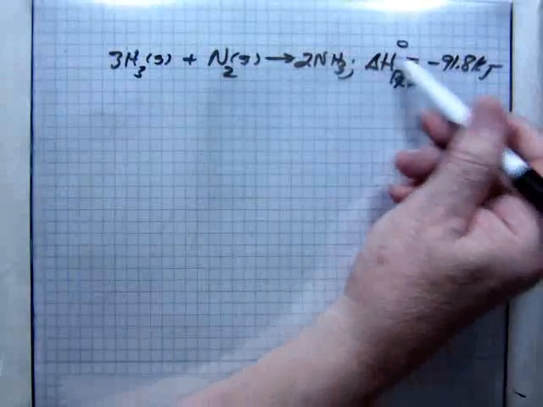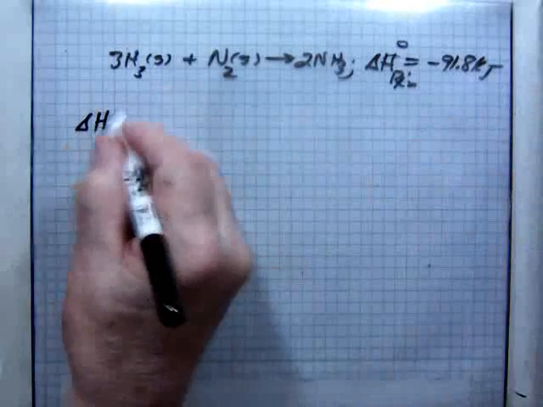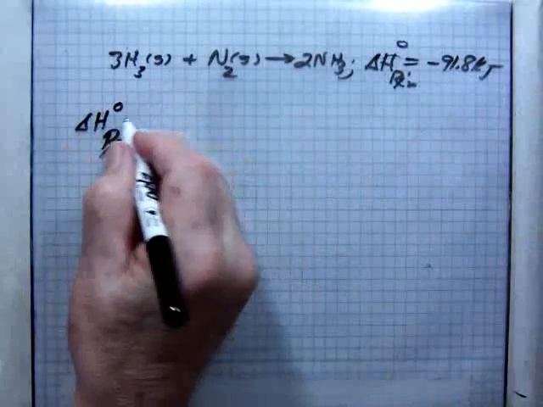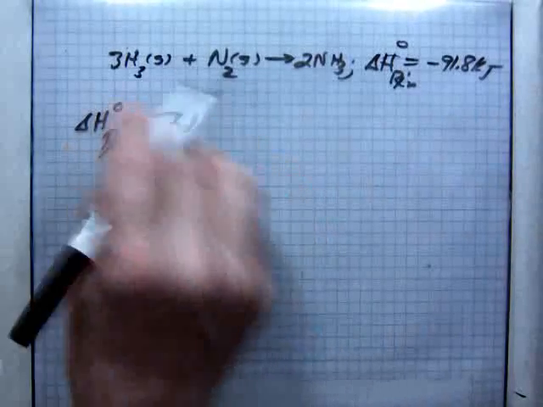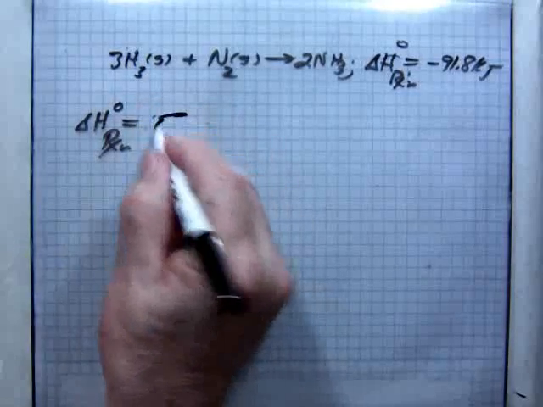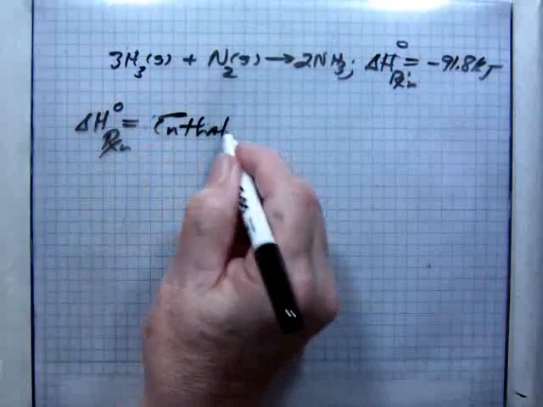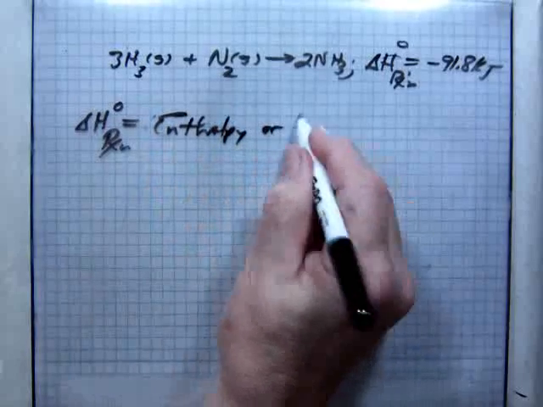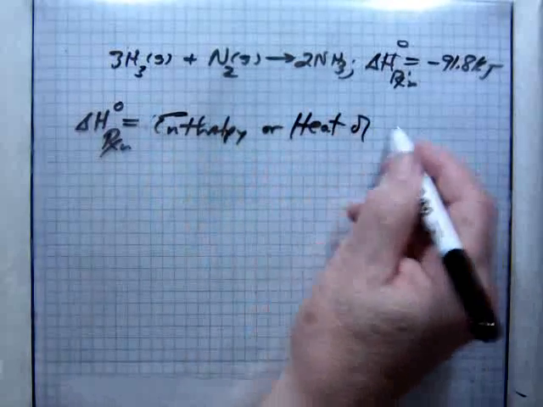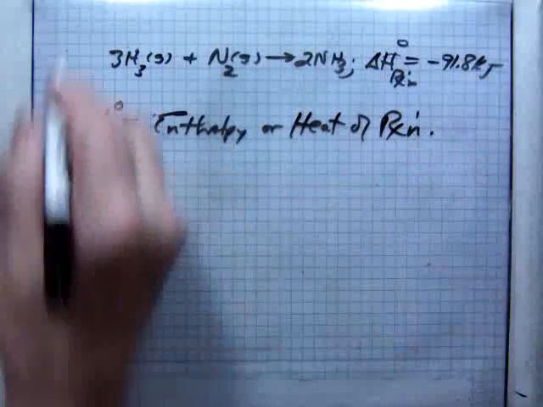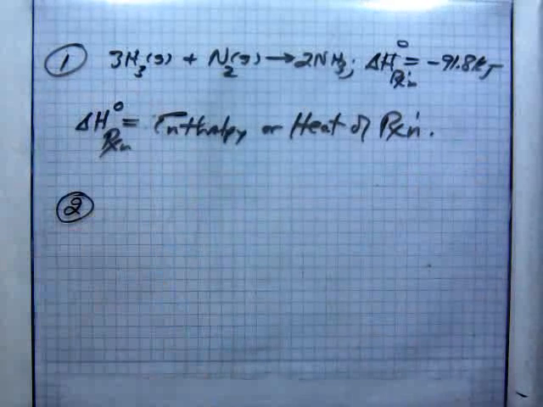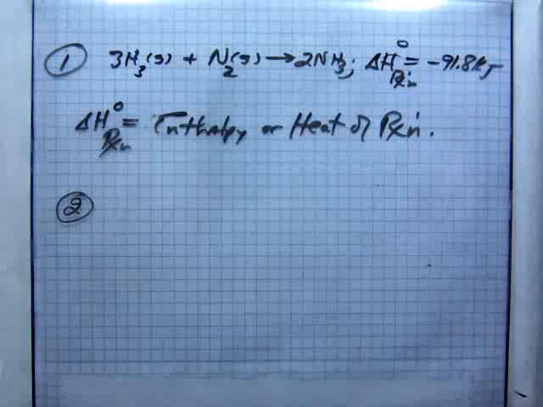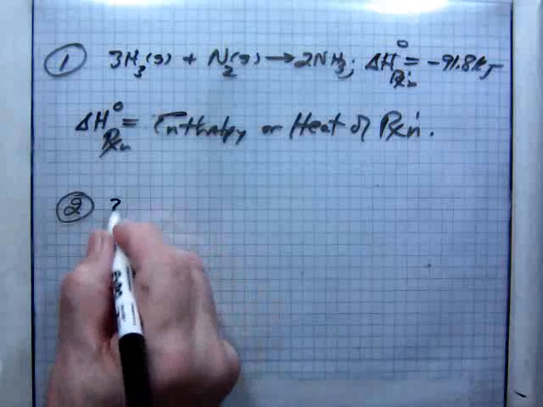And this delta H symbology is standard heat of reaction. It's just enthalpy or heat of reaction. Now that's just one way to write the reaction. The second way is to incorporate the number in the equation. And we put that on the product side, and it indicates an exothermic reaction like this.